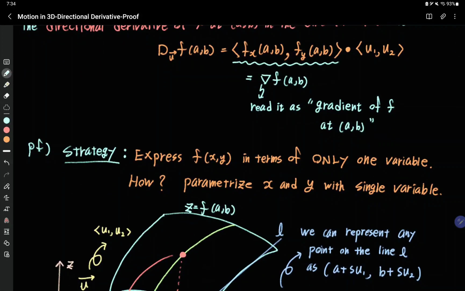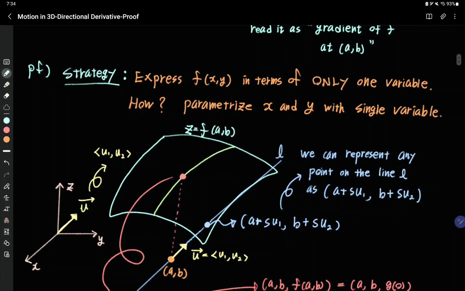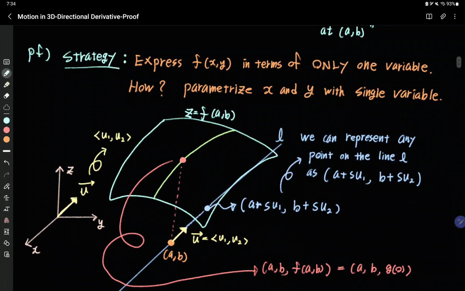First, we're going to express the multivariable function f in terms of only one single variable. So how can you do that? We're going to parameterize the two independent variables x and y with a single variable. But before doing that, let's plot the graph of f, the directional derivative, and vector u, to figure out what's going on here.